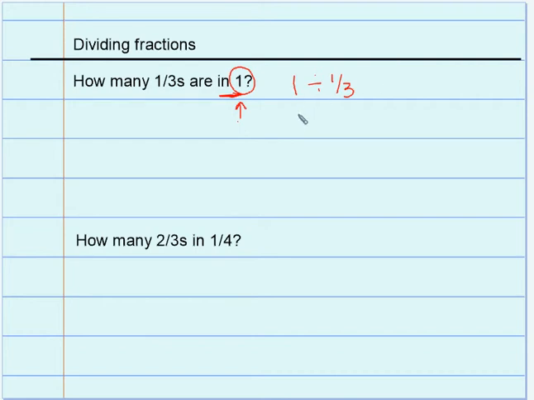So if we use our logic here, we keep the first, we multiply by the reciprocal. 1 times 3 ones is 3. Well, the reciprocal of 1/3 is 3 ones, which is 3. So if you can remember that when it says how many 1/3 are in 1, or how many whatevers are in 1, it's the reciprocal.